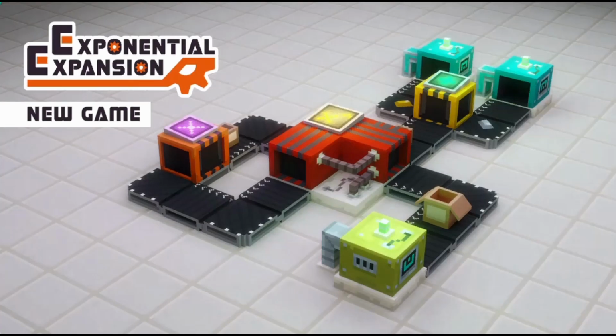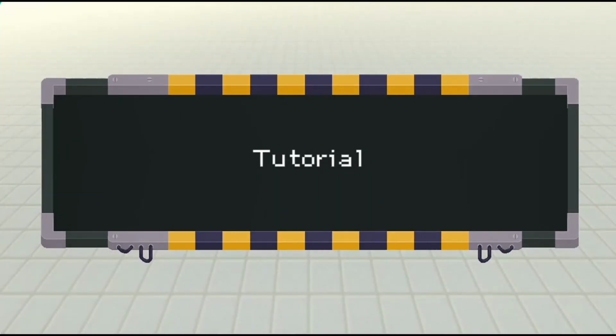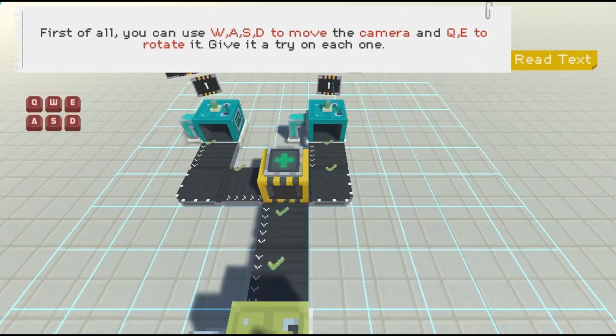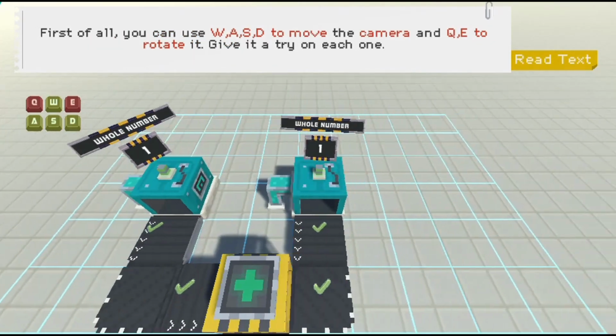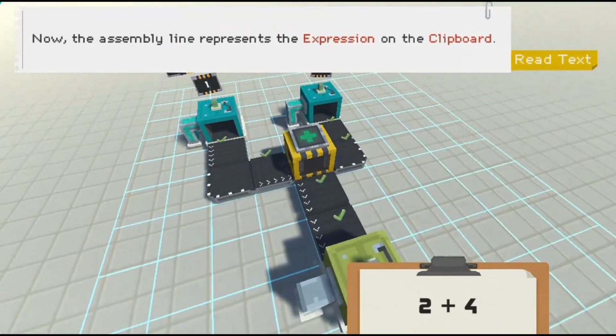Legends of Learning presents the Exponential Expansions game. This is a math game that makes learning about writing and evaluating expressions with exponents fun and easy to understand.